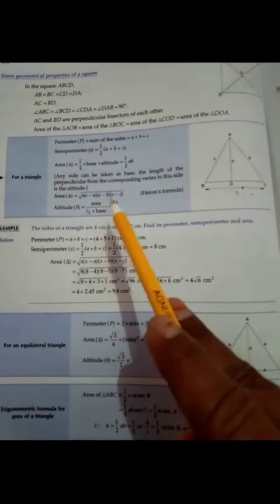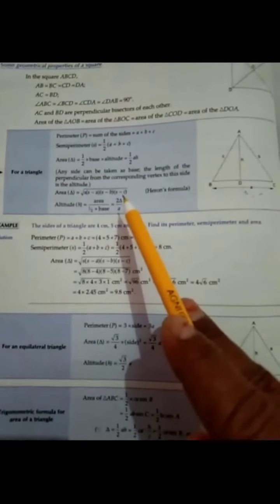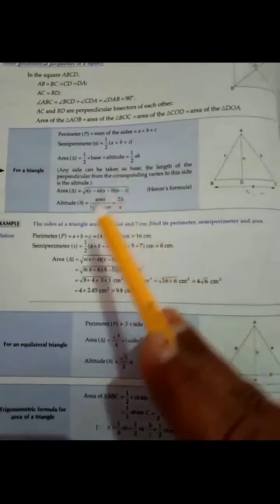So area is equal to under root s, s minus a, s minus b and s minus c. This is Heron's formula, where s is the semi perimeter. Clear? Next, for equilateral triangle.